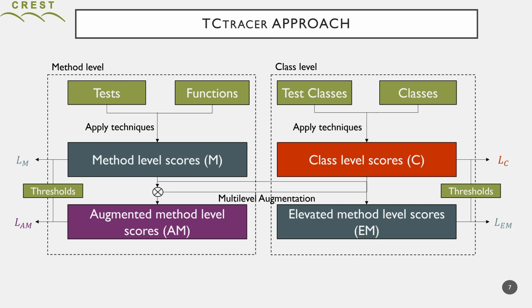We then move on to the multi-level augmentation. And here first we take the method level scores and try to use them to predict class level links using these elevated method level scores. Then on the other side, we take the class level scores and use them to augment the method level scores, and then use those scores to produce more predictions. So we end up with predictions for each level using just that level information, and each level using information from the other level. And we can then compare and see which is the best performing technique.